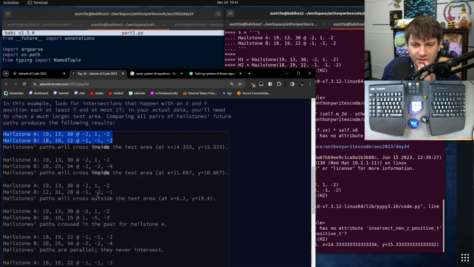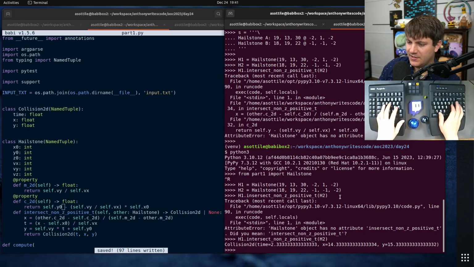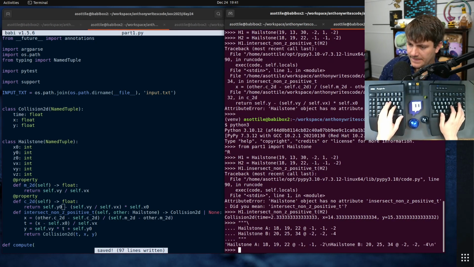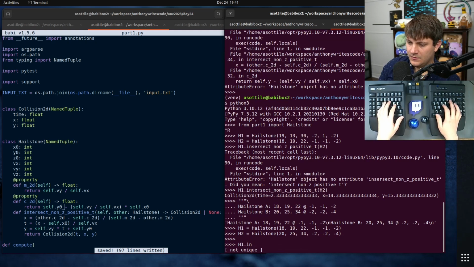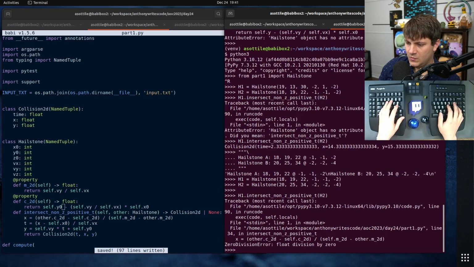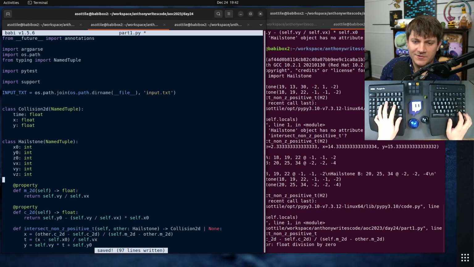40.3, 15.3. Alright, let's try these two since they're not supposed to intersect, so I think they will divide by 0. I hope. H1 is 18, 19, 22, -1, -1, -2. H2 is 20, 25, 34, -2, -2, -4. Hooray! We get a zero division. Okay, so that's what happens when they don't collide.